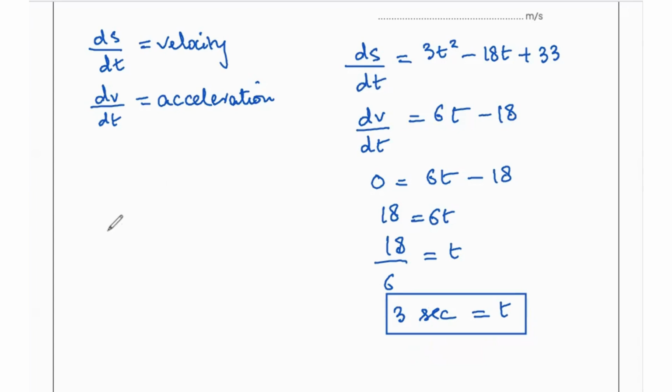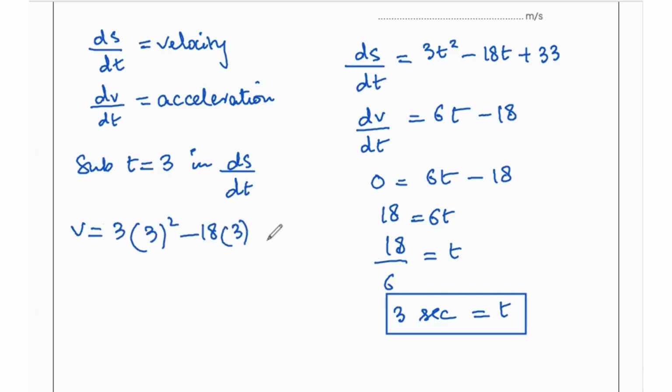So now to find the value of that minimum speed, we will substitute t equals 3 in ds by dt, because that is your velocity function. So velocity is going to be 3 times 3 squared minus 18 times 3 plus 33. 27 minus 54 plus 33. That's going to give us a value of 6 meters per second. So this is your minimum speed.